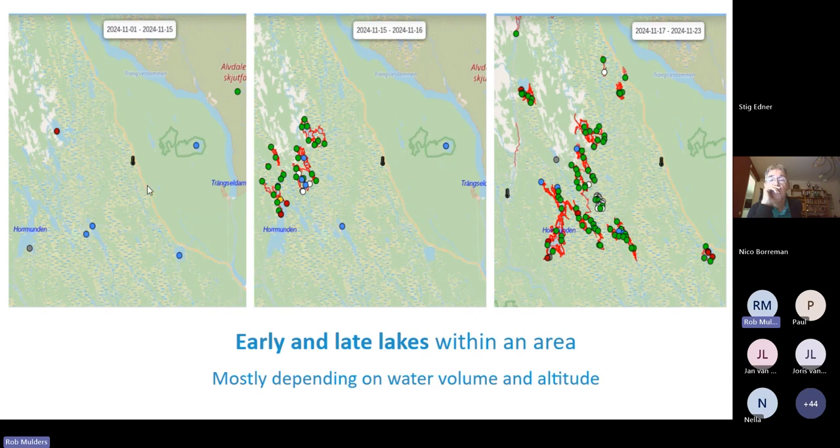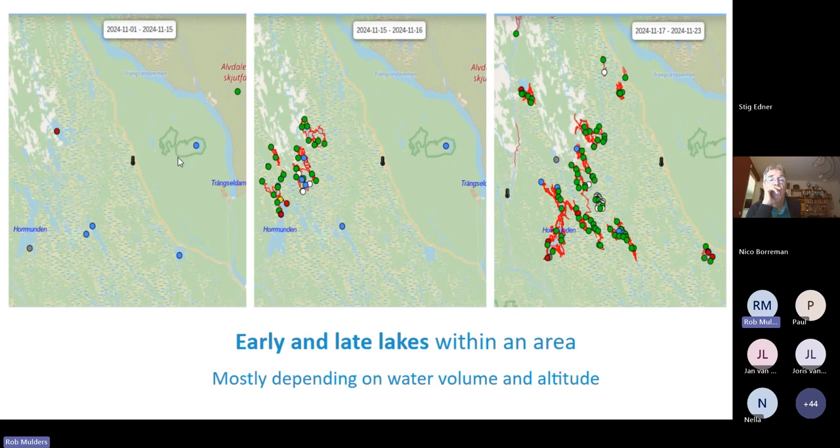So in this area, there are a lot of lakes, but they all come up with new ice in a different time frame. And you don't know when it is. In a weak winter, it will be later than the 1st of November, but in a strong winter, it might be the end of October.